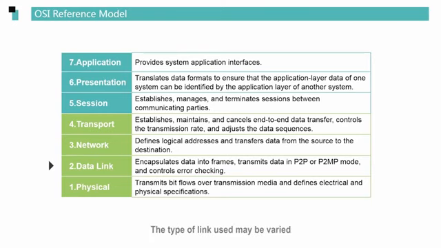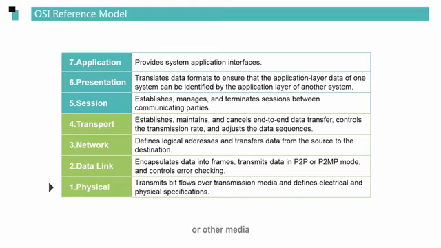The type of link used may be varied. Some are Ethernet links, some are frame relay links, some are PPP links. The data link layer encapsulates data in frames, transmits it between individual nodes, performs error checks, and provides Layer 2 addressing. Finally, at the physical layer, data is transmitted in bit flows over twisted pair cables.